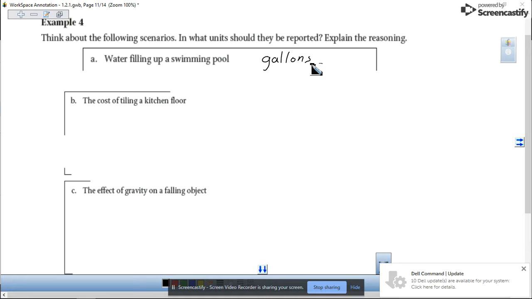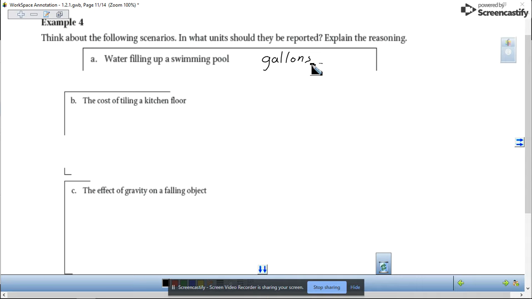Now, does that measure all parts of this? Well, we're filling up the swimming pool, so there's got to be another unit involved. We're not trying to just figure out how much will go in the pool. We're measuring the actual act of filling the pool. So if I'm filling the pool, how long is it going to take me to fill that pool? So there's an element of time.